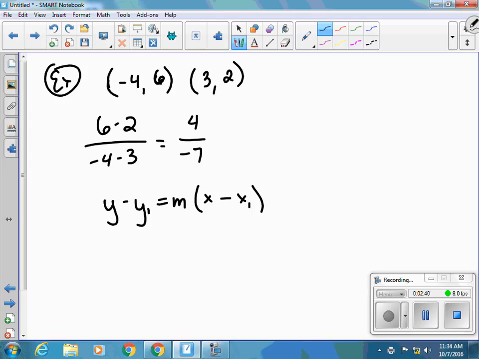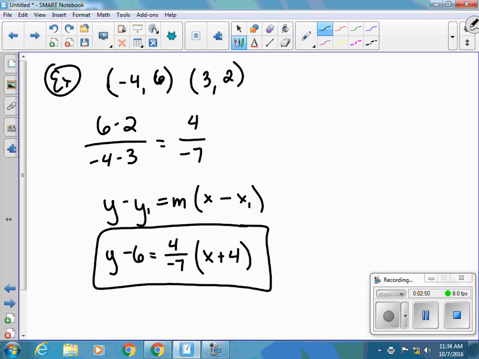So I'm going to go with the first one. I've got y minus 6 equals 4 over -7 times x plus 4. And that right there is my point-slope form. You can also graph from this. You take your point out, and you'd have to go opposite of what you see. So it'd be (-4, 6), and then you can use your slope of 4 over -7 to graph it.